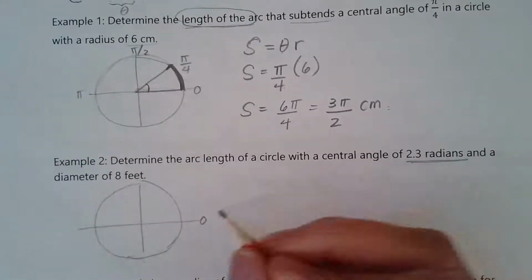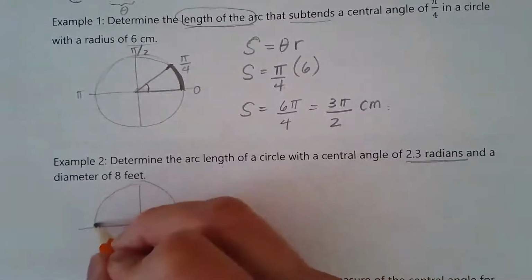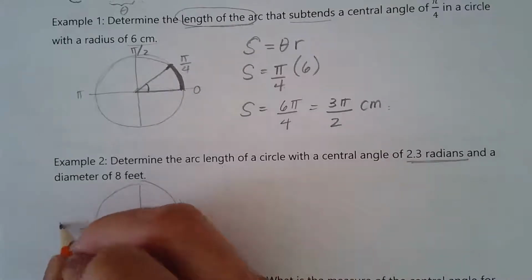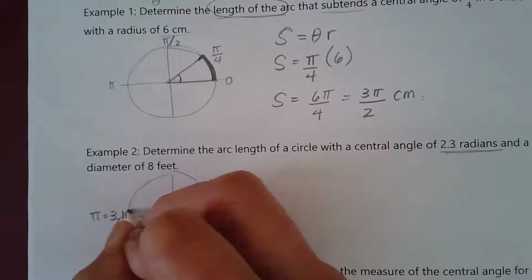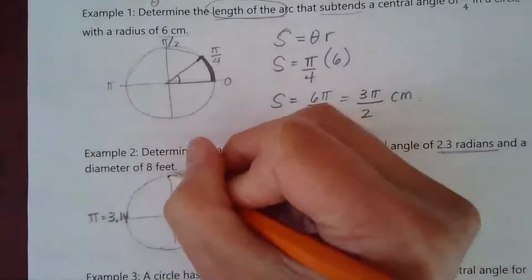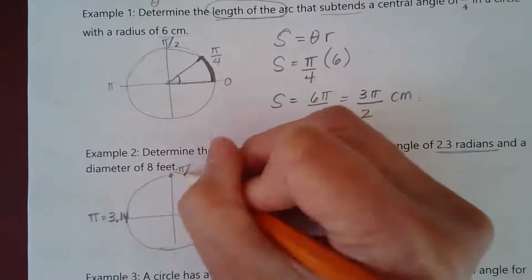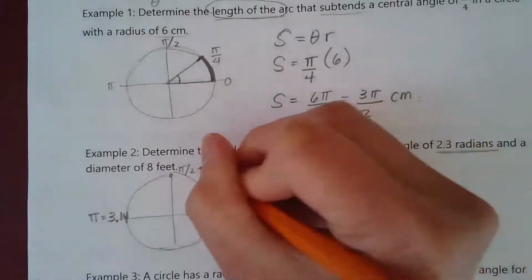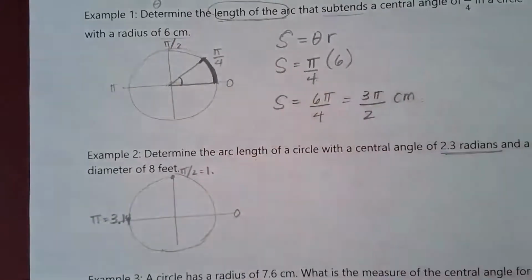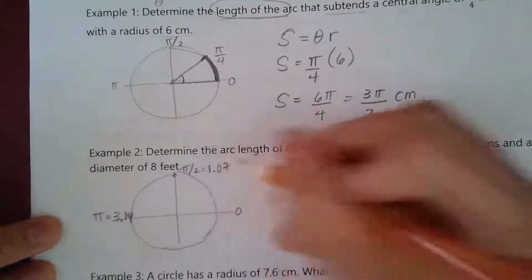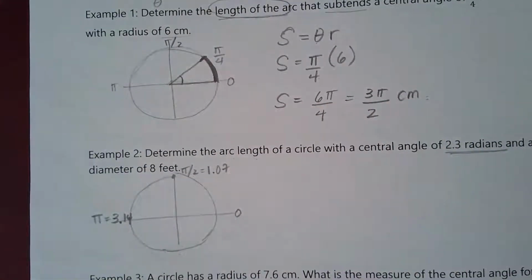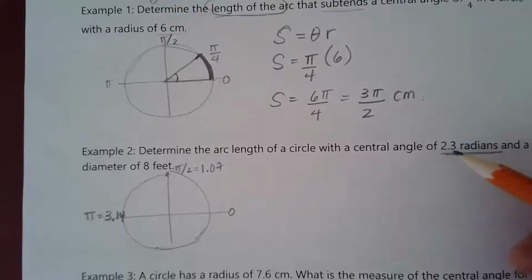So if this is 0 radians, and if you go all the way here, this is going to be pi radians, which is approximately 3.14. This one here is pi halves, which is 1.57. Okay, so where is 2.3?